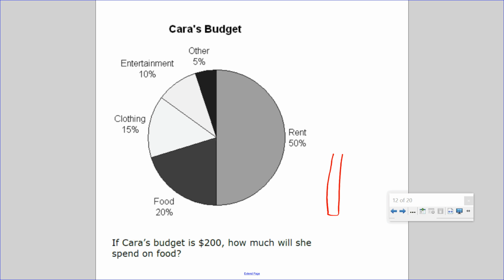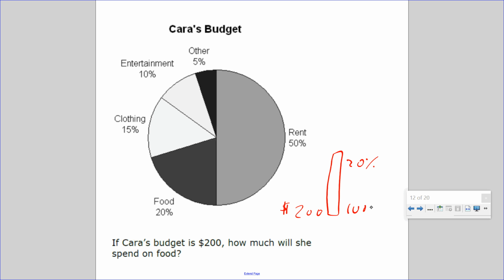Let's draw a percent bar. So her budget, that's all, is $200. How much will she spend on food? So food represents 20% out of 100% of her budget. So we're going to find the dollar amount she spends on food. What is the relationship between 100 and 200? Times 2. So she spends about $40 on food.